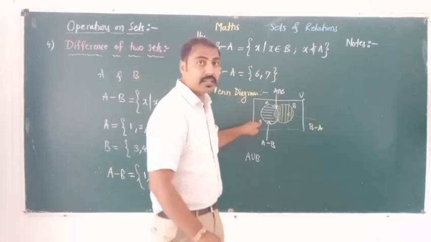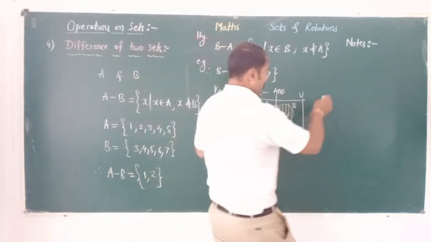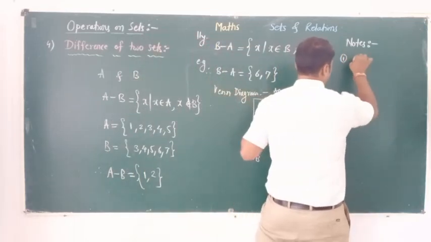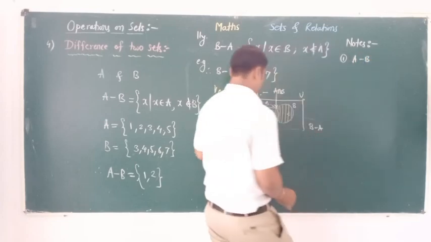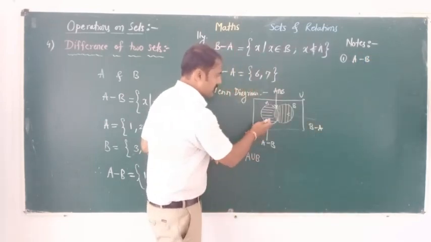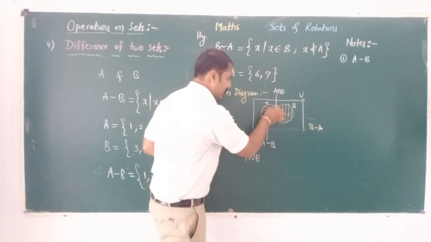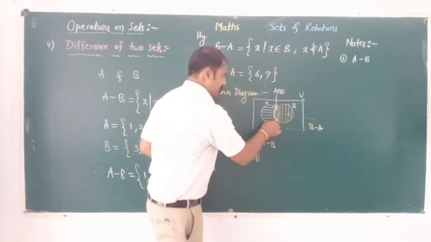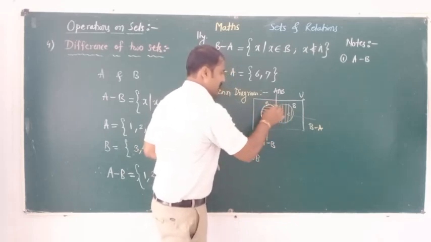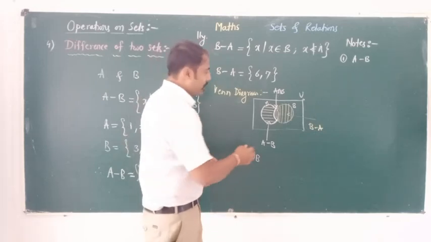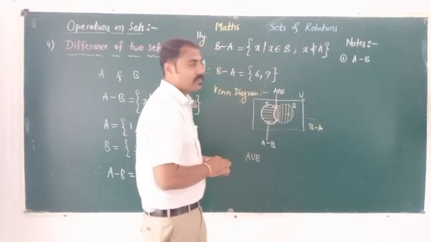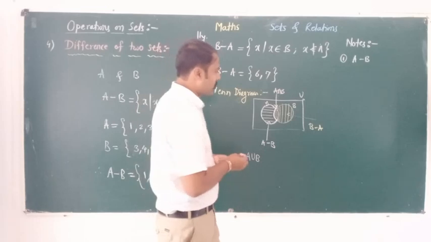So I am writing here the first property, or first note: A minus B. This set is A minus B. A minus B is a subset of A.